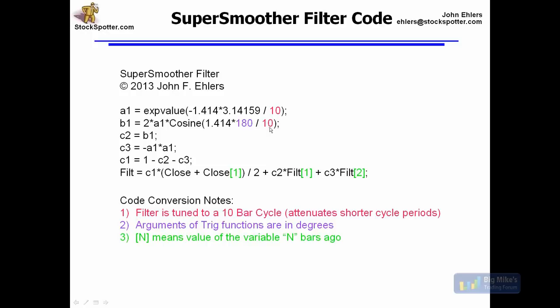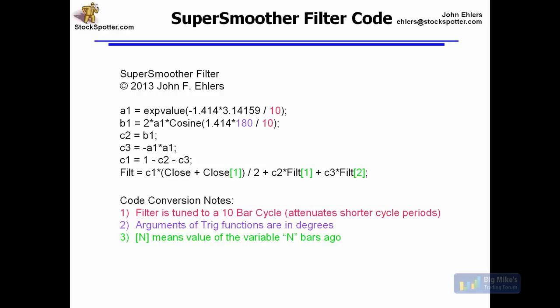TradeStation computes the angular argument of cosine functions and sine functions in degrees. So if you're in another language, like C++, that uses radians, you want to take 180 and substitute pi for that, 3.14159, and so on. And again, the notation in EasyLanguage is the square brackets with a number in it means the value of that variable n bars ago, whether it's 1 or 2 or so forth. So that's how you would use the super smoother in your code, and we'll show some applications a little further on. So using the super smoother solves the problem of aliasing noise.